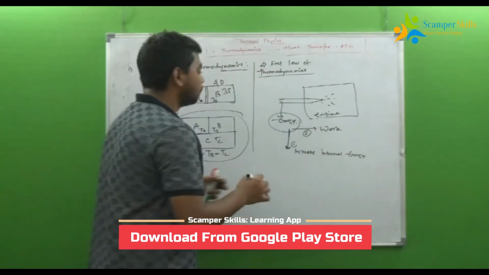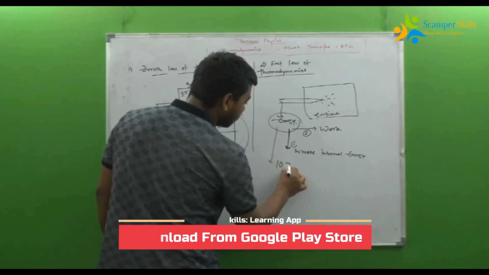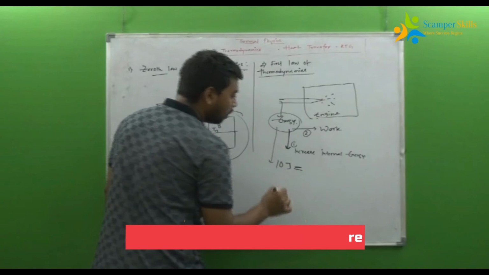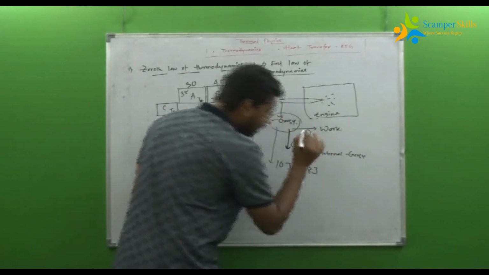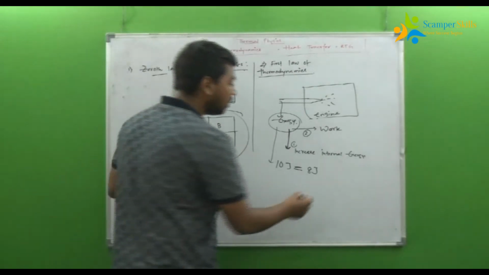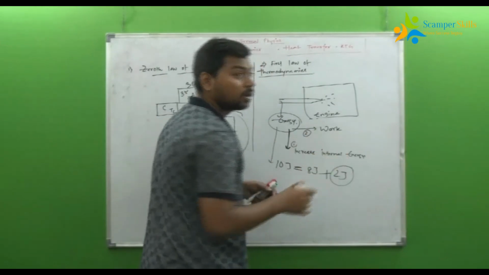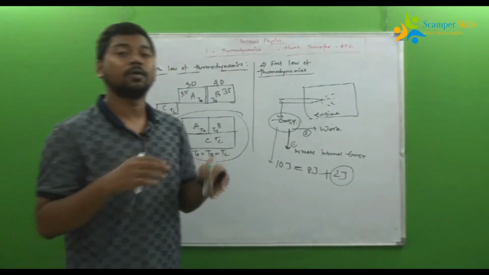Clear? So suppose the energy you have supplied is 10 joule. Out of the 10 joule, say 8 joule of energy is going to increase the internal energy of your engine, and the remaining energy, which is equal to 2 joule, is going to do certain work due to which your bike or your car is going to move.